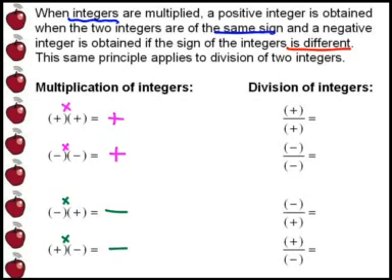And then we have the same for the division. We have a plus divided by a plus is a plus, a minus divided by a minus is a plus, a minus divided by a plus is a minus, and a plus divided by a minus is a minus.